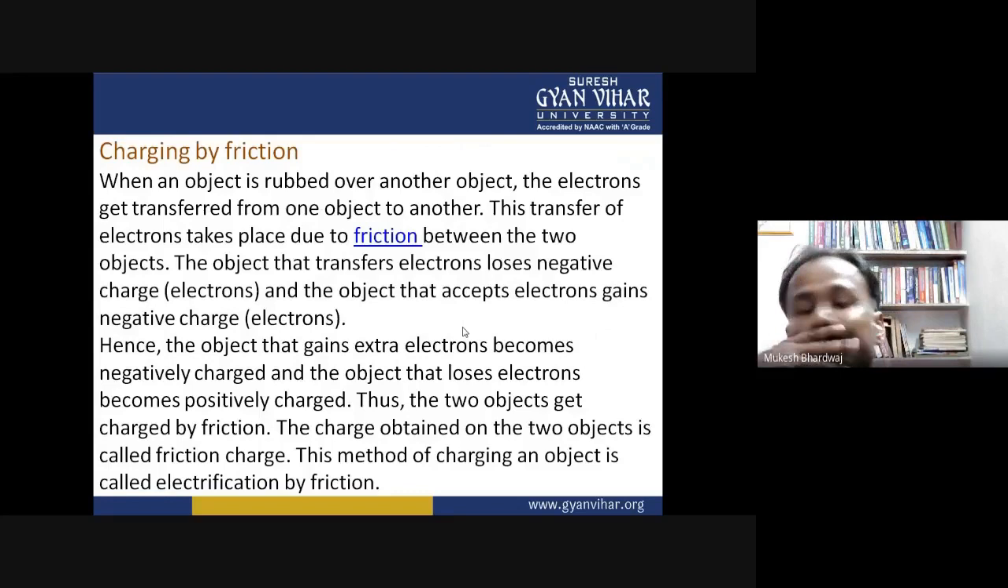Charging by friction. When an object is rubbed over another object, the electrons get transferred from one object to another. This transfer of electrons takes place due to friction between the two objects. The object that transfers electrons loses negative charge, and the object that accepts electrons gains negative charge. The object that gains the extra electrons becomes negatively charged, and the object that loses electrons becomes positively charged. Thus, the two objects get charged by friction.